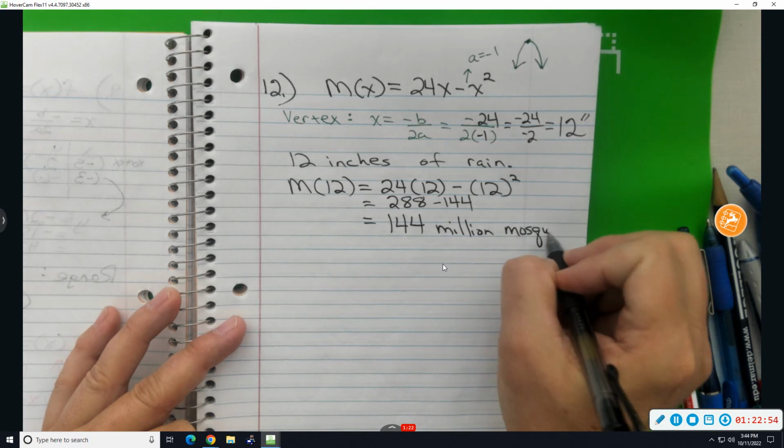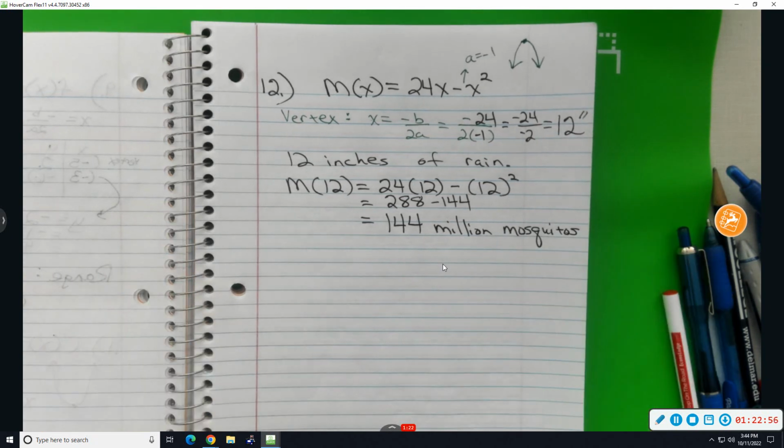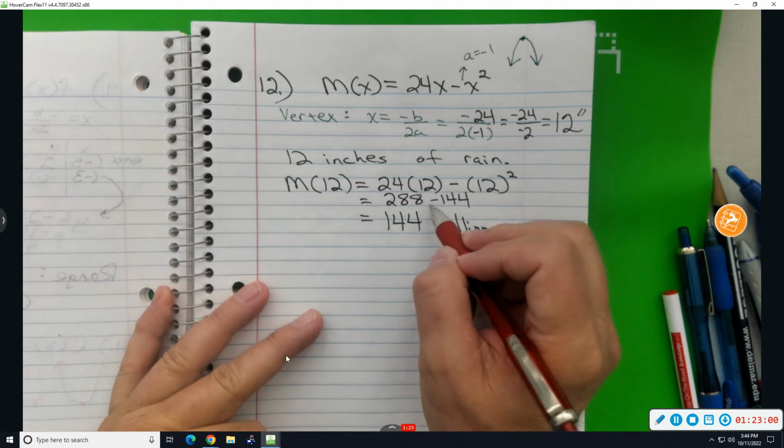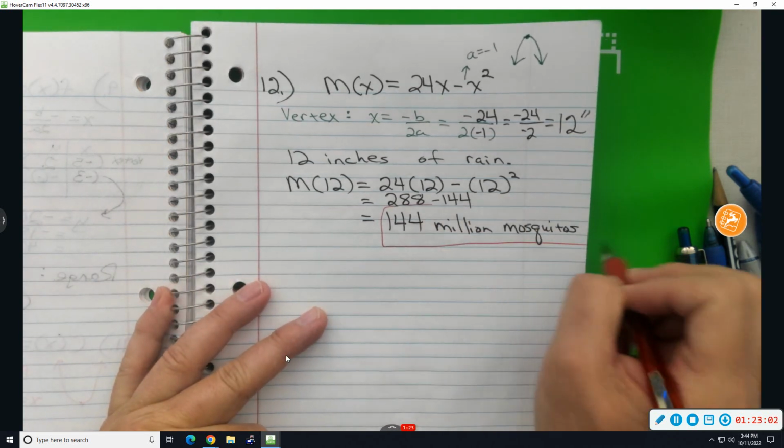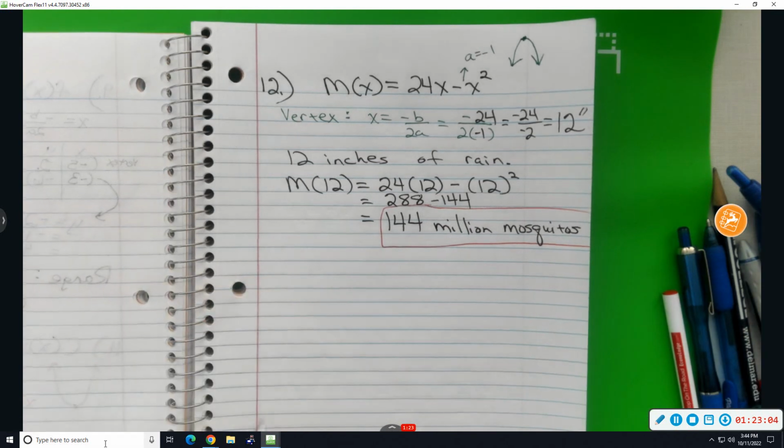I think that's what happened when we started getting that rainfall. At least that's what there was in Huntington Park. There had to be 144 million mosquitoes then. That's what it felt like.